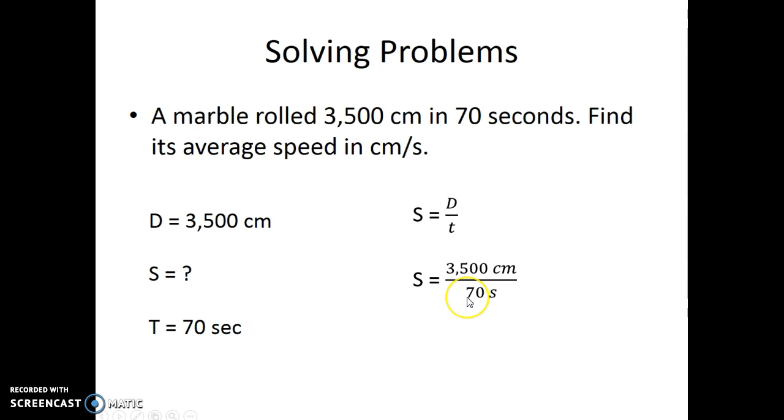We could divide 35 by 7 really easily, right? We get 5. This time we're dividing 35 tens by 7, and so instead of 5, we're going to get 5 tens, or 50. So our speed is going to be 50 centimeters per second.